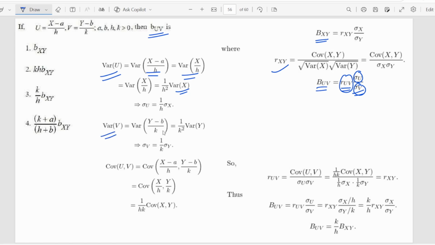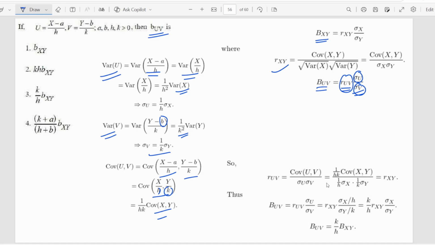Similarly, for variance of v, which is associated with y, the constant part will vanish and the scalar part will come out and be squared. So we'll get this. And when we take the square root to get the standard deviation, we'll get this. For the covariance, we have x minus a by h and y minus b by k. Again, the constant parts, minus a by h and minus b by k, are removed, and we have the covariance of x by h comma y by k. The scalars multiplied come out and we will have this.